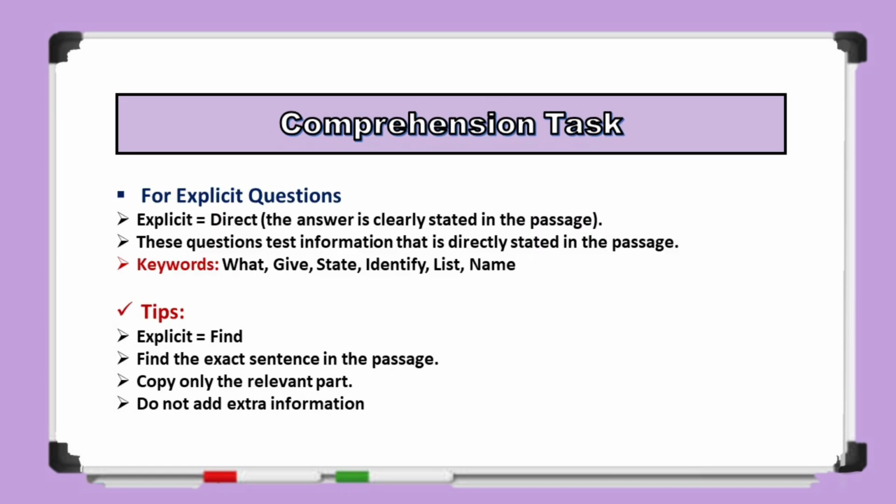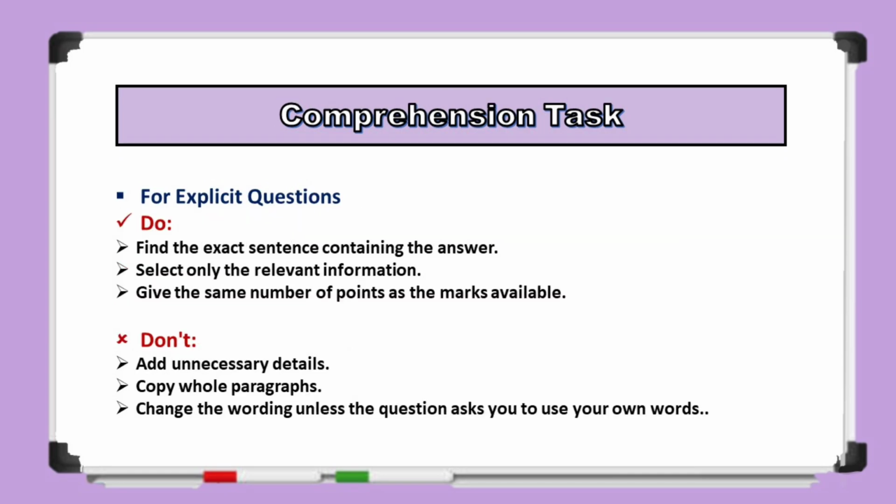Now let's talk about explicit questions. An explicit question asks for information that is directly stated in the passage. The answer is already there. You simply have to find it. These questions usually begin with command words such as what, give, state, identify, list, or name. The easiest way to remember explicit questions is this. Explicit means find. Your job is to locate the exact sentence that contains the answer, select only the relevant information and write it clearly. When answering explicit questions, always find the correct sentence, include only the information needed, and make sure the number of points matches the number of marks available.